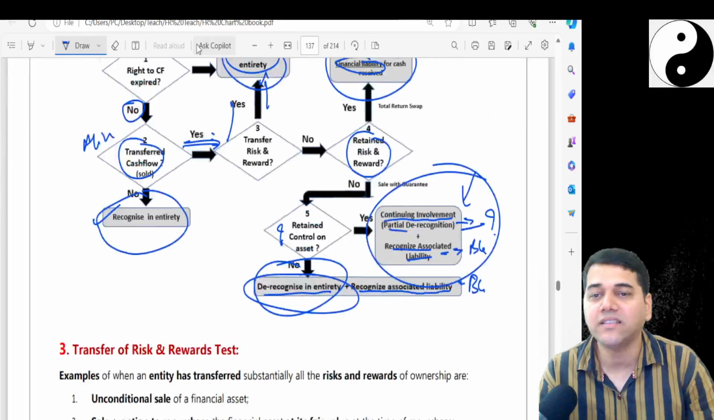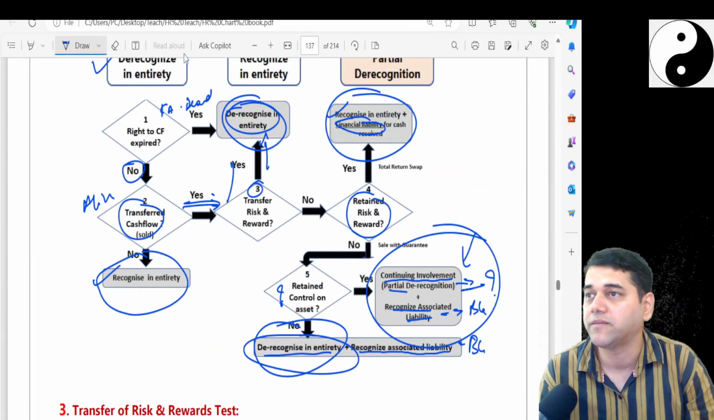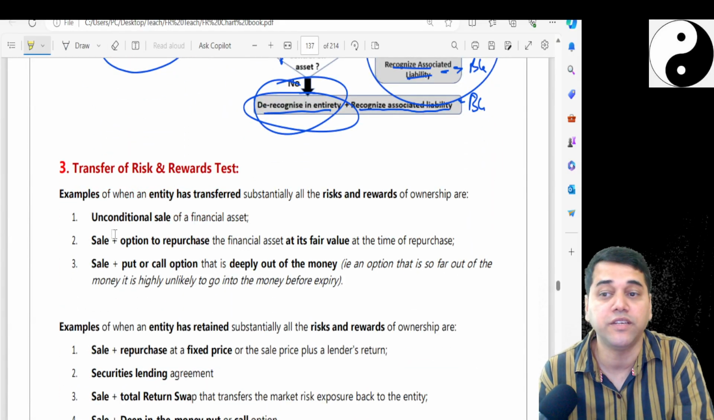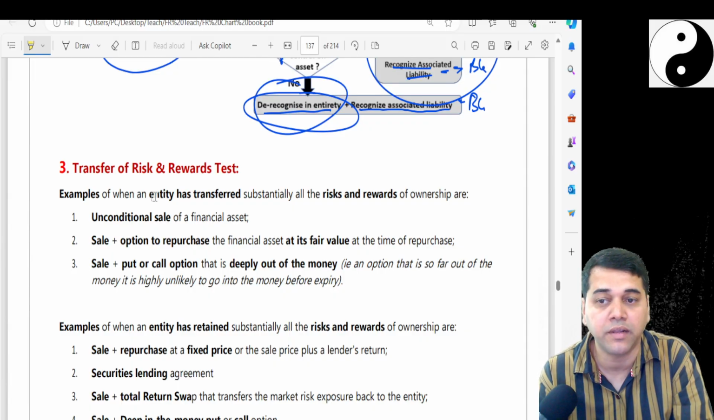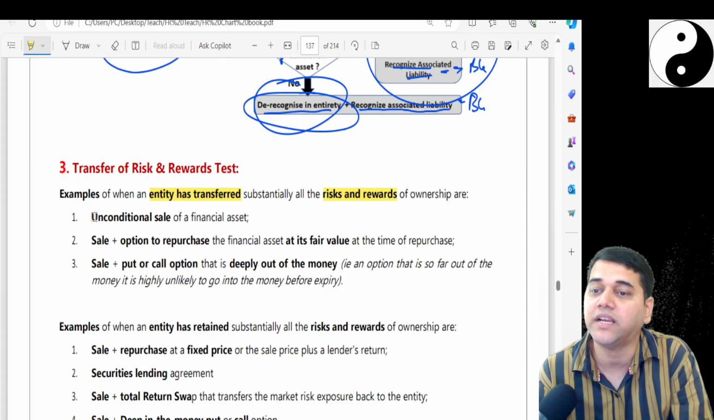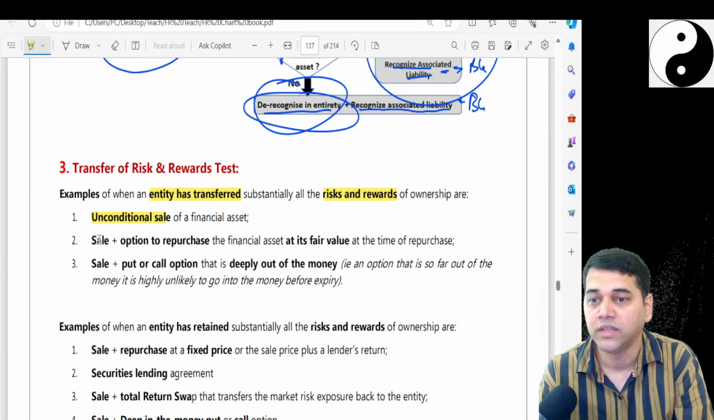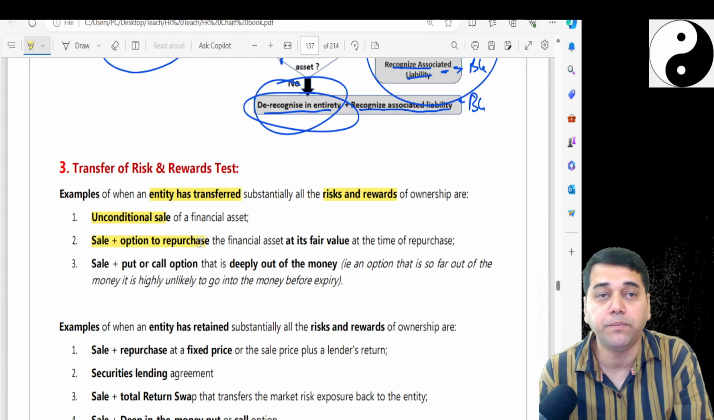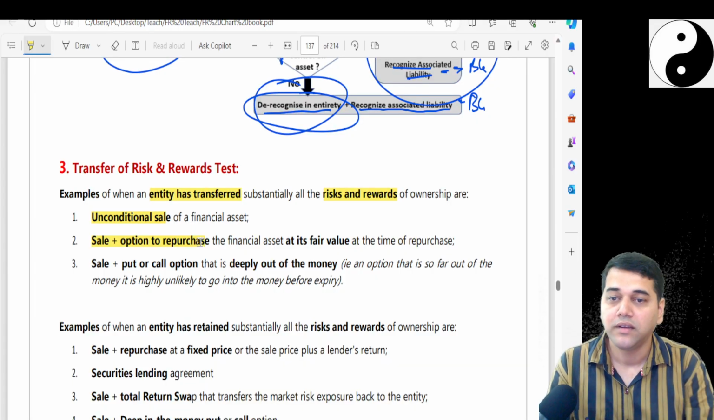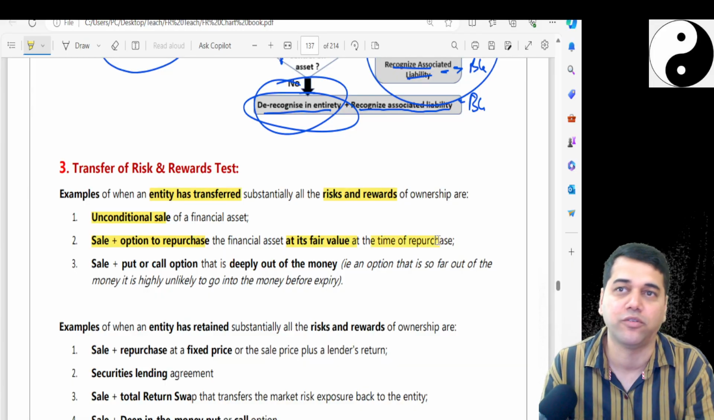Okay, let us understand the cases here. What is this transfer of risk and reward? Some examples we'll see. Transfer of risk and reward test we need to perform. Say if they give some example, the entity has transferred all the risk and rewards of the ownership, like unconditional sale. I told, no recourse sale. Sale but option to repurchase. That means I will sell you, but I have got one option to buy back. But at its fair value at the time of repurchase, then it is the same, no?